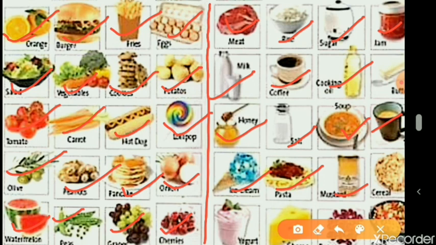Mustard, small, small black seeds, and when you crush the seeds, some yellow thing comes out. So mustard as well as mustard oil, both are uncountable. Then cereals, all the cereals, dal, all varieties of pulses.